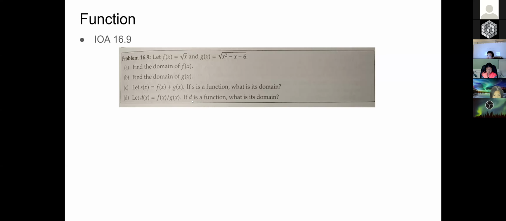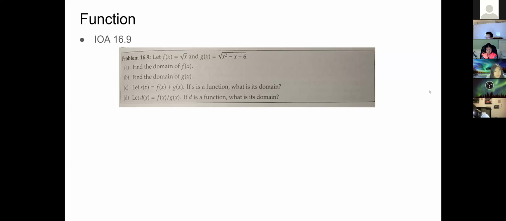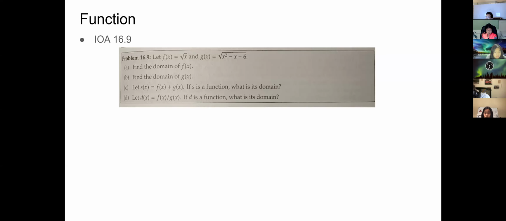Sylvia, are you raising your hand? Anyone else who hasn't really spoken? Okay, anyone? What's the difference between D and C, in terms of domain?